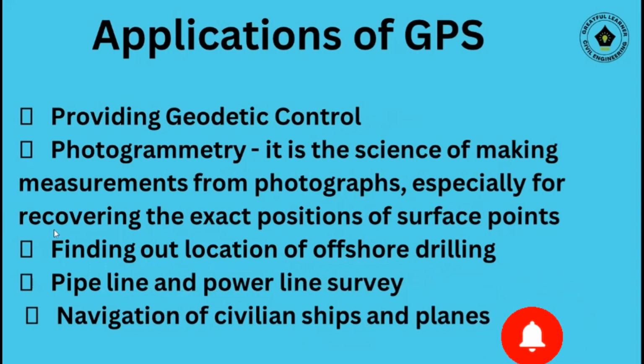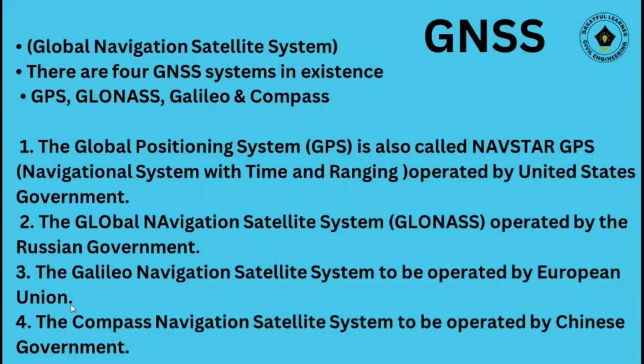Now, the next topic is GNSS, the Global Navigation Satellite System. There are four GNSS: GPS, GLONASS, Galileo, and Compass. The Global Positioning System, also called Navstar GPS, is operated by the United States government. The second is the Global Navigation Satellite System, GLONASS, operated by the Russian government. Then the Galileo Navigation Satellite System, to be operated by the European Union. Now the Compass Navigation Satellite System, to be operated by the Chinese government. These are the global navigation satellite systems that provide coverage all over the world.